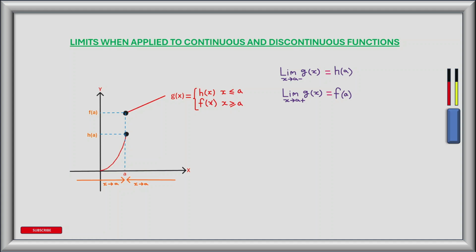Now for it to be continuous at a, the two limits must be equal. And as we can see, they are not. So we can say that this function g of x is discontinuous at a, as it fails the test of continuity. This is known as a jump discontinuity.